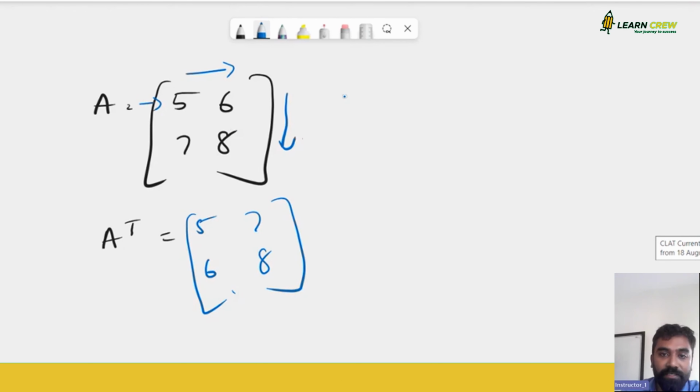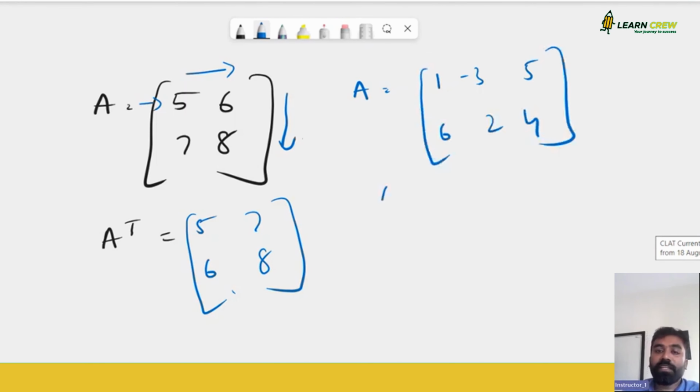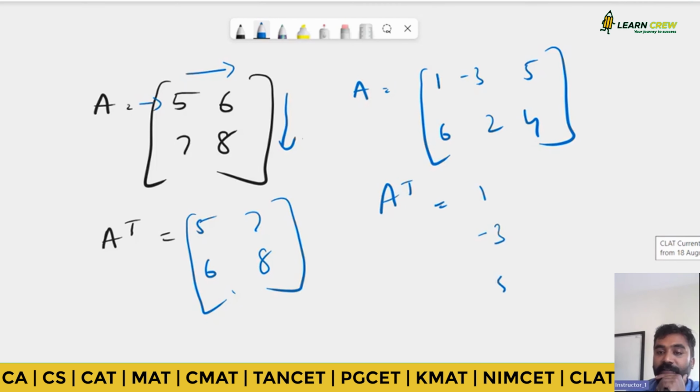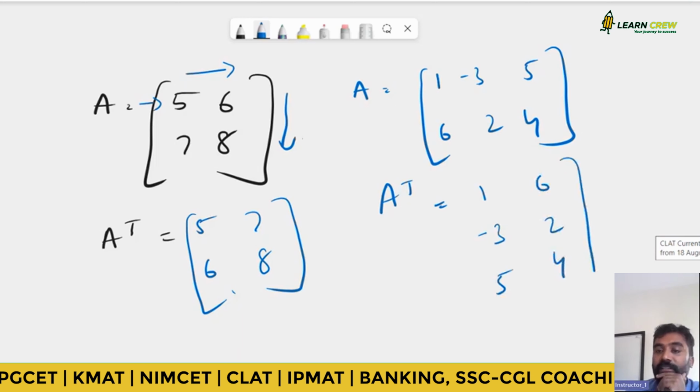Then I will give you another example. If A is equivalent to 1 minus 3, 5, 6, 2, 4, what is A transpose of this? It is going to be 1 minus 3 and 5 and 6, 2, 4. Right? This is going to be A transpose.